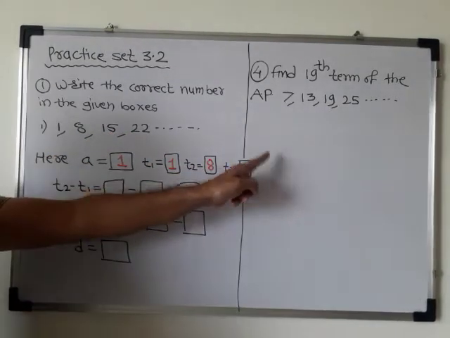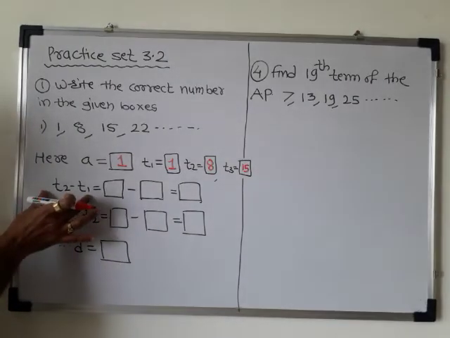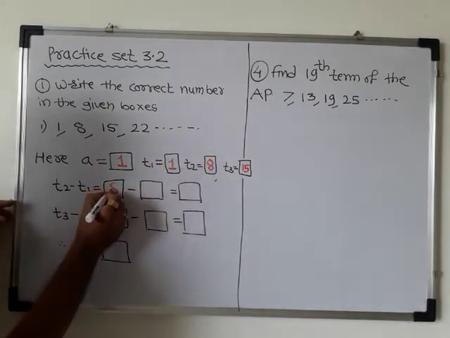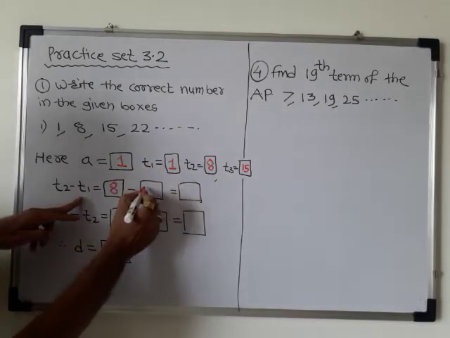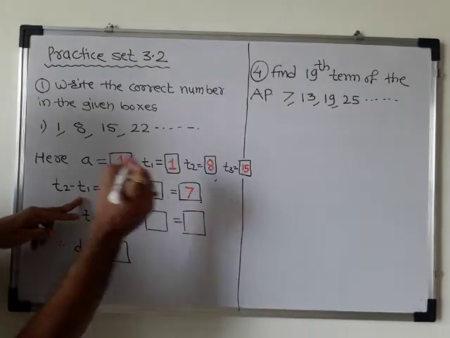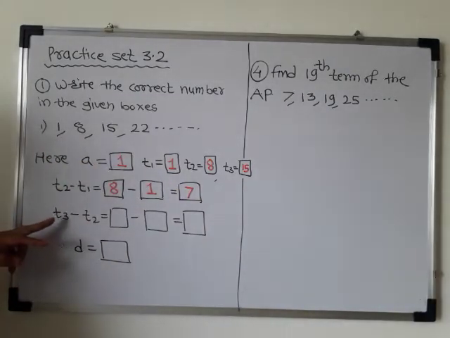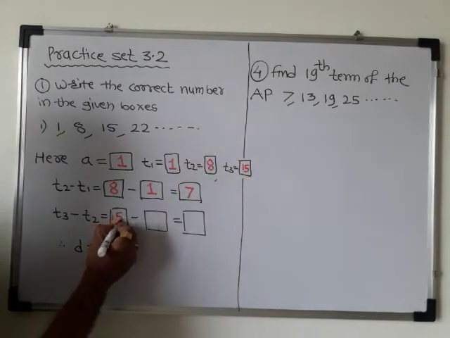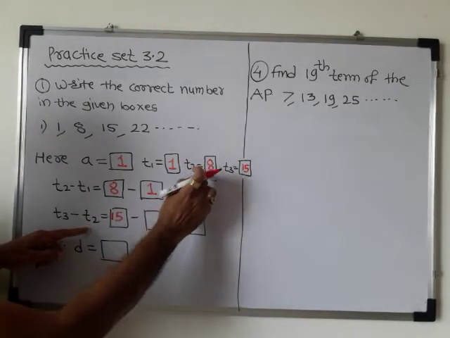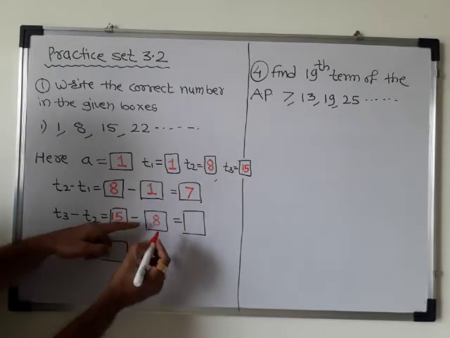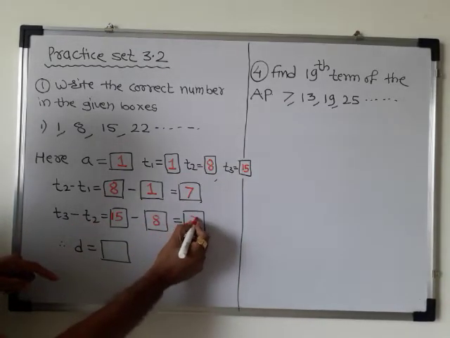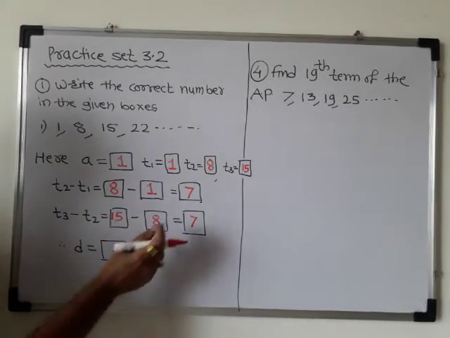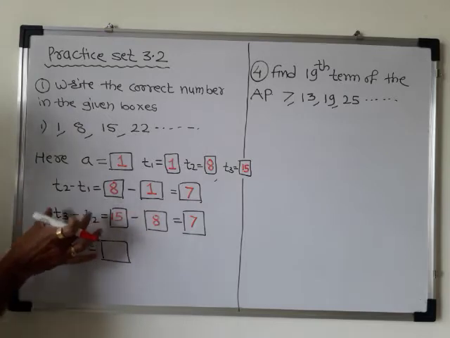Fourth term is not asked. Now, T2 minus T1. T2 is 8 minus T1. T1 means 1. 8 minus 1 is equal to 7. T3 minus T2. T3 is 15 minus T2 is 8. 15 minus 8, again answer is 7. So common difference d is the difference between two consecutive terms.